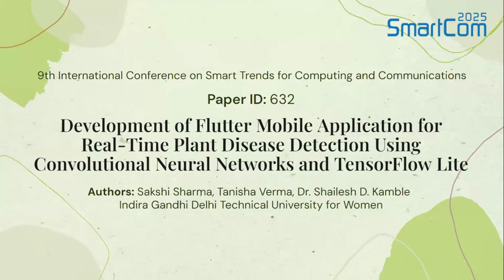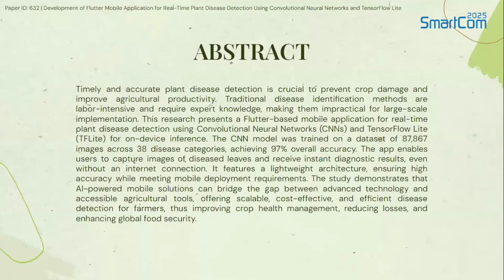The agricultural sector faces challenges in plant disease detection, which can cause significant crop losses. Traditional methods are slow, costly, and require expertise, making them unsuitable for large scale use. This study presents a real time mobile app using CNNs and TF Lite built with Flutter for offline functionality. The app enables farmers to detect diseases early, bridging the gap between AI advancements and practical agricultural applications to reduce crop damage.